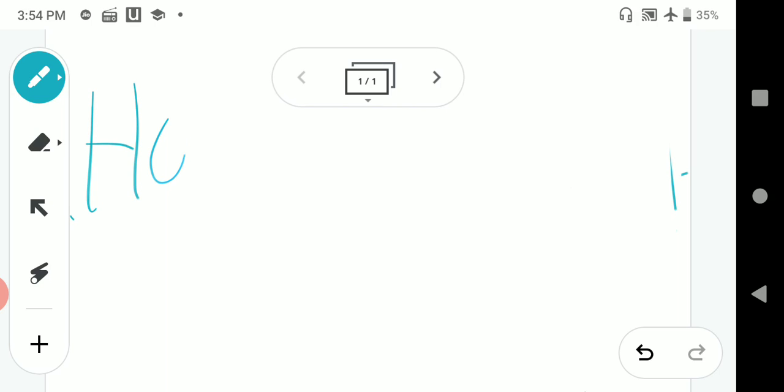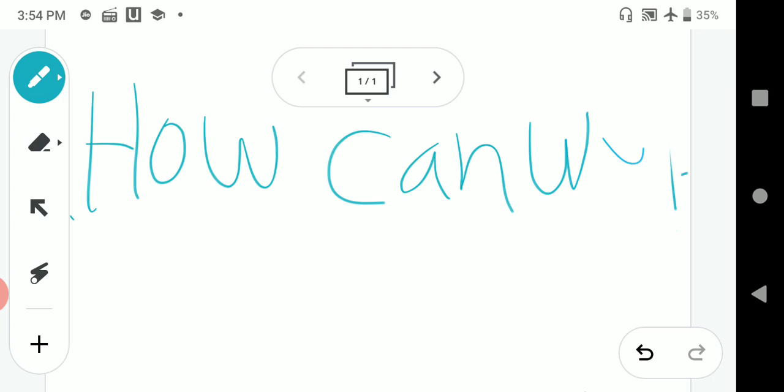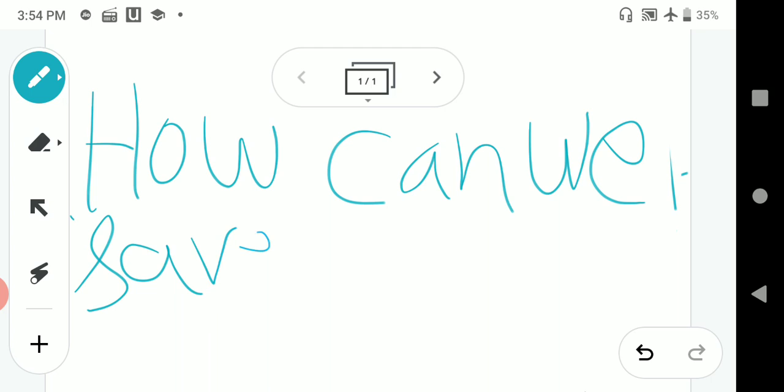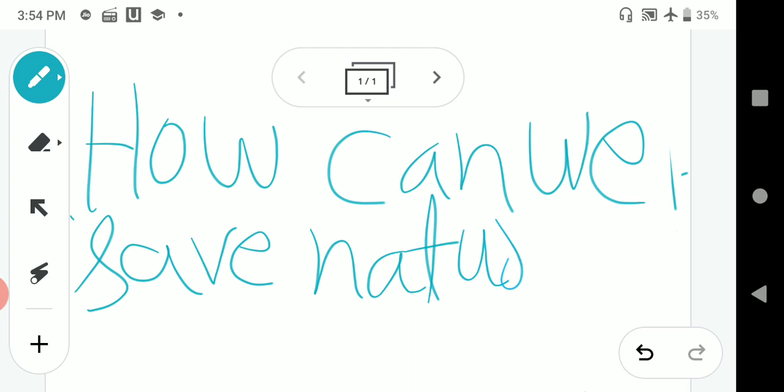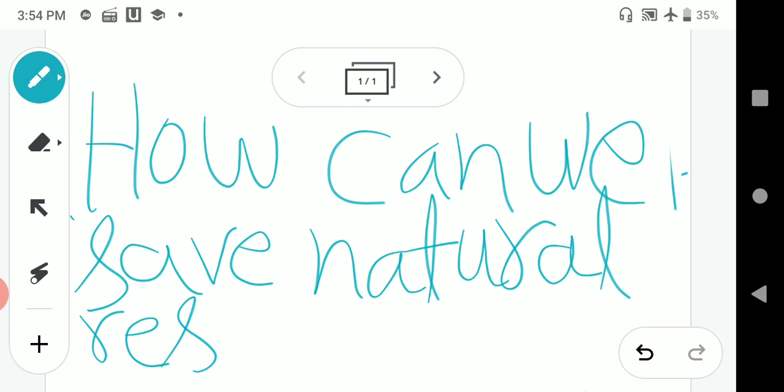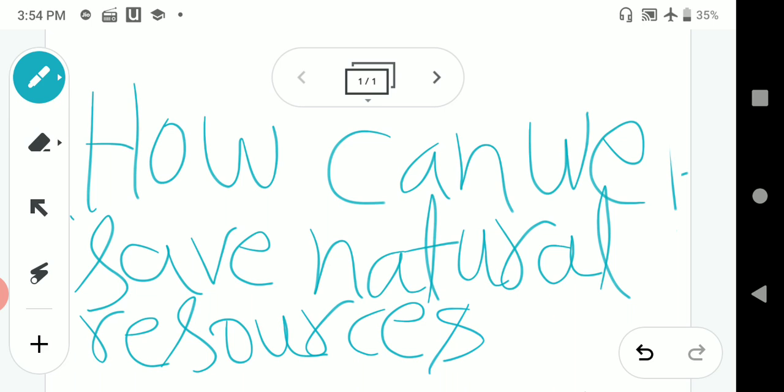How can we save natural resources? This is a question for you. Write down the answer. And what is your assignment for today?